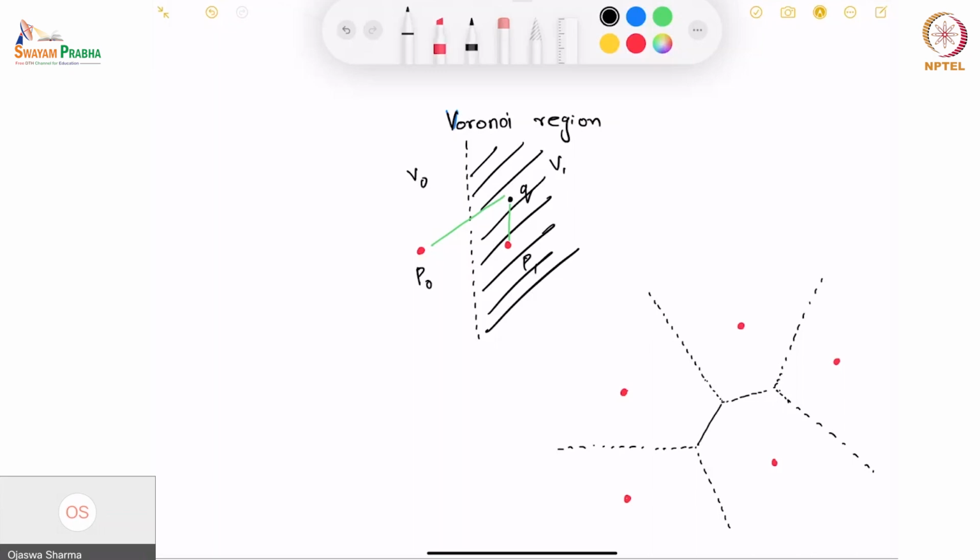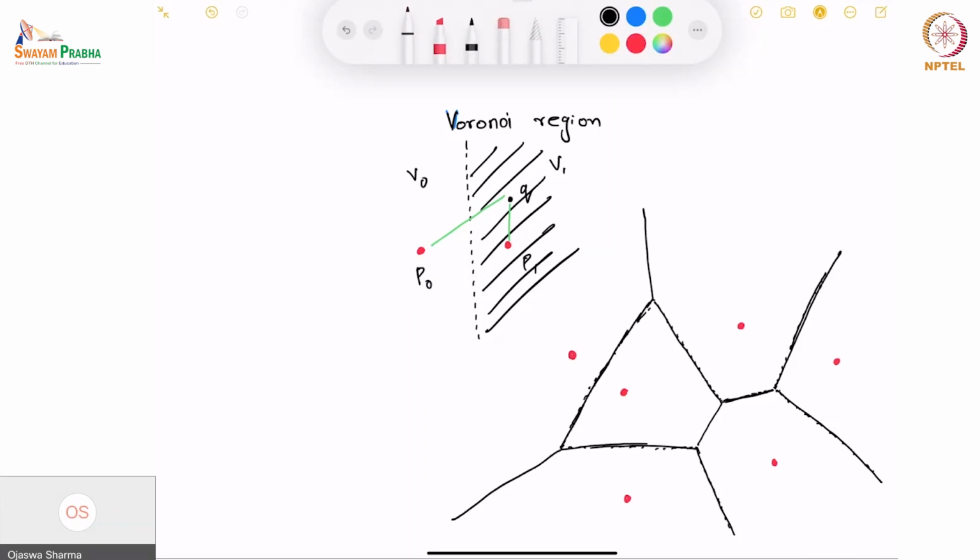Okay, I think I'm successful in drawing the Voronoi diagram. So that's my Voronoi diagram here. In this case it so happens that all the tiles are infinite, but let me introduce one more red point here and make at least one tile finite. So that's my Voronoi diagram.